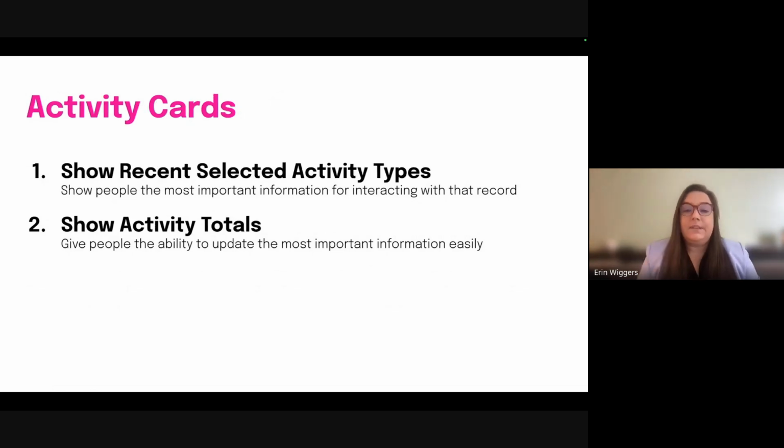And then activity cards. So you can show recent activity and you can select which types of activities you want to see. So if you're not using calls or tasks very much, you can just see what's relevant to you. And then you're also able to see activity totals. So if your manager wants to go in and see how many calls you've made, how many emails you've sent out, all of that can be done really easily.